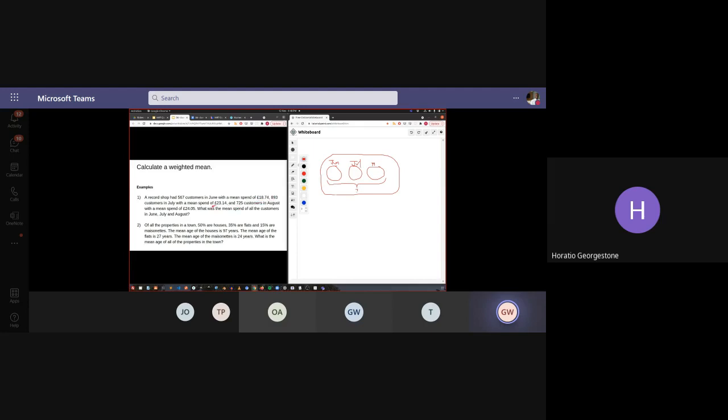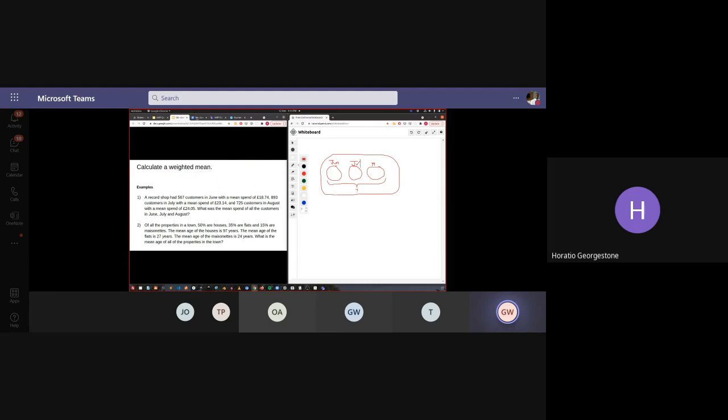So in other words, this July mean spend is going to have more of an impact on the overall mean than the June mean spend is. So we don't want to treat these three means, the means of the three subsets, equally. We want to treat them with different weights, different importances. And so this is why it's called a weighted mean.